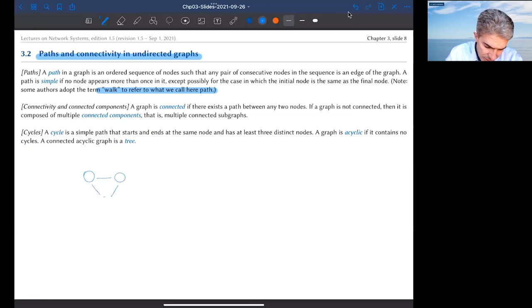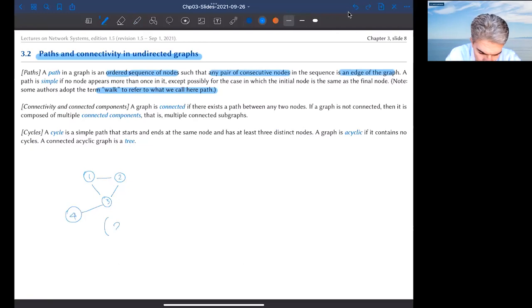Here, let's take this graph. Let's call this graph the triangle: 1, 2, 3. Then a path is just an ordered sequence of nodes. Actually, let's take a more elaborate example. Let me read the definition with you carefully. A path is a sequence of nodes, but it's an ordered sequence, not just a collection. It's an ordered sequence such that any pair of consecutive nodes is an edge of the graph. So here, it's really intuitive. And this is the wrong symbol, we want a parenthesis.